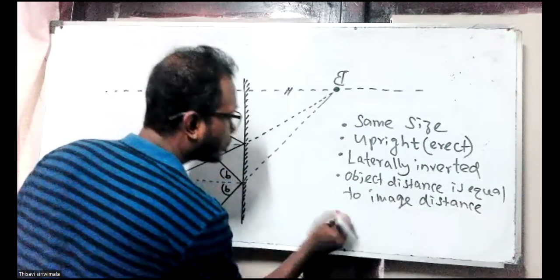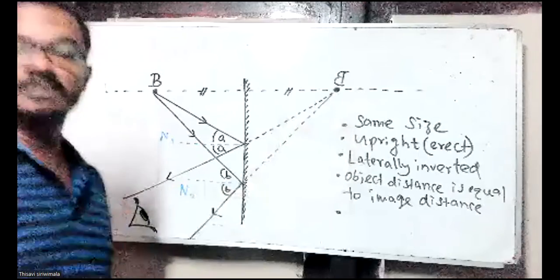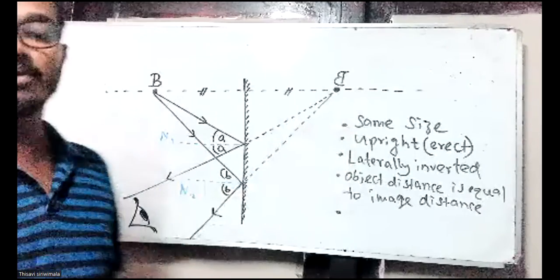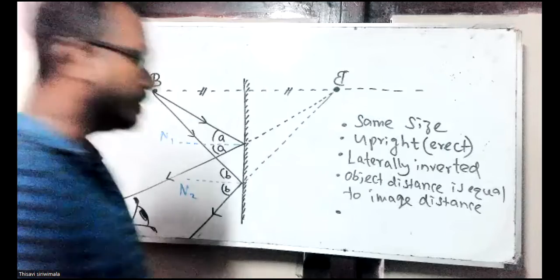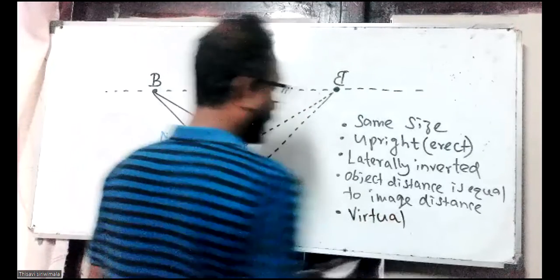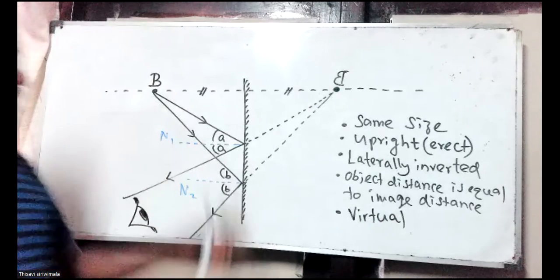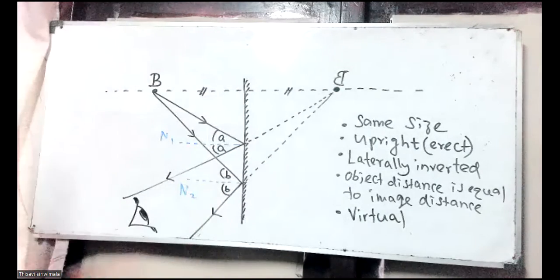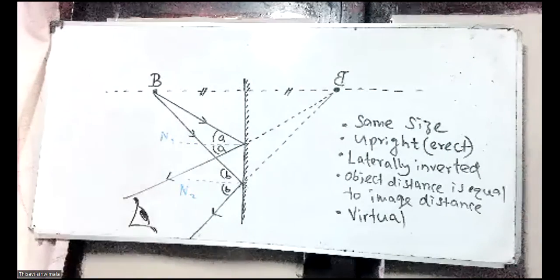Then finally, we say the image formed within the mirror cannot be obtained onto a screen. So therefore, those kinds of images are called virtual images. They can only be seen, but they cannot be obtained onto a screen, since the image is formed within the mirror. So you can't touch it. You can't keep a screen there in order to take it onto a screen.